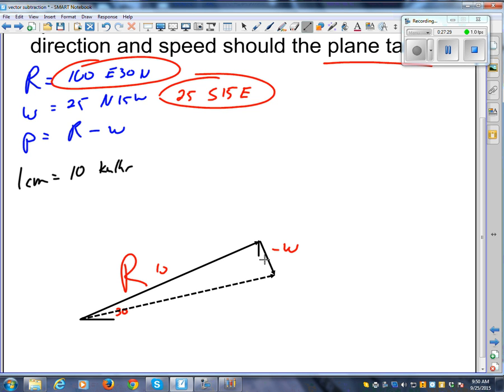And what would you label that? That would be P, exactly. That would be the plane speed.